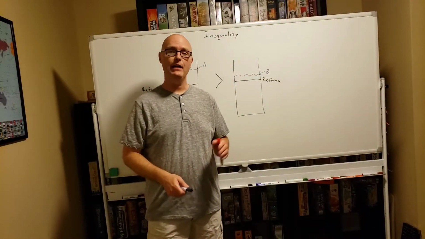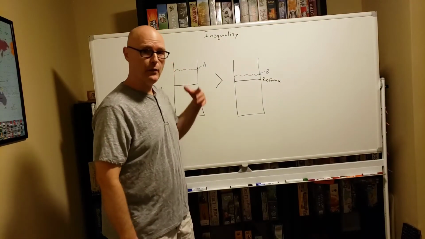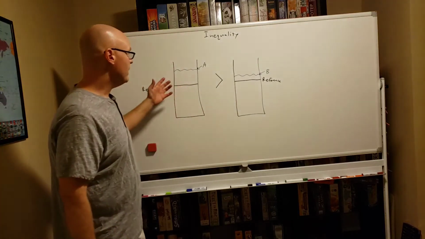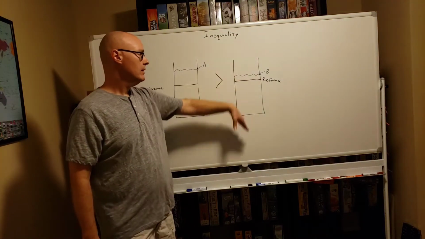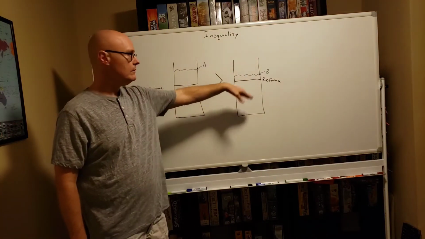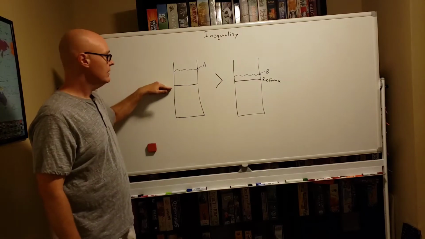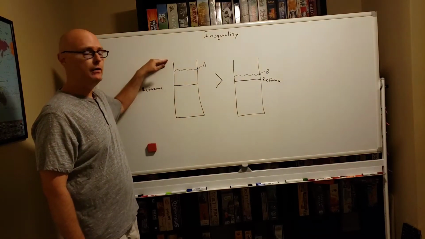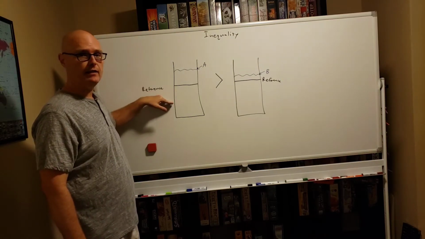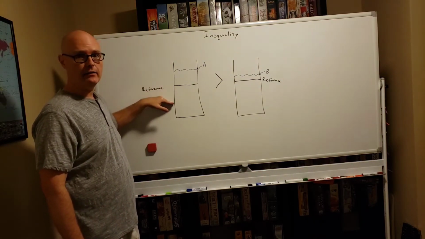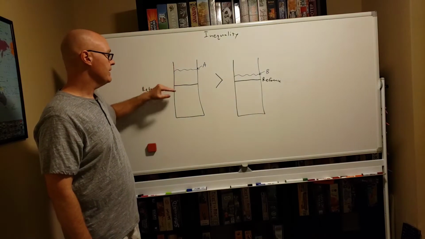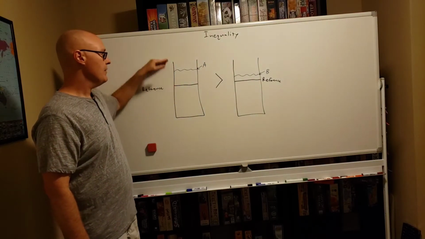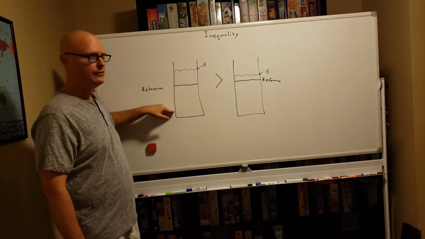Today we want to talk about inequalities. So let's start with an example. Here I have two jars of water. I have a reference line. Anything above the reference line we're going to say is a positive value. Anything below the reference line we're going to call a negative value. Relative to this reference point, this is positive, this is negative.